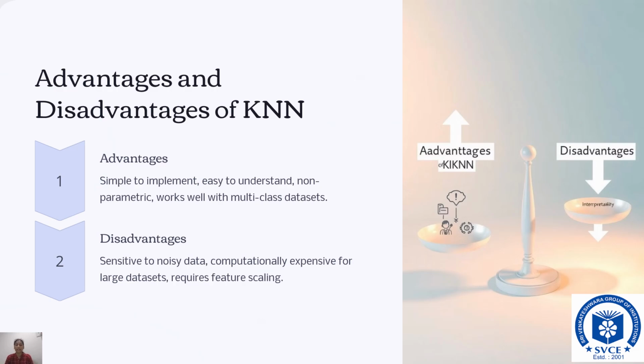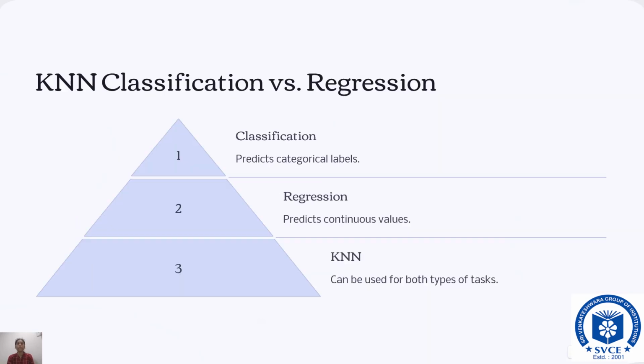The disadvantage is that it is sensitive to noisy data. That is, if our data has some noise in it, it is sensitive to that noise, and it is also expensive for large data sets. We can run the KNN algorithm on large data sets, but it is quite expensive. It also requires feature scaling. We have to remove all unwanted, unimportant features which we are not interested in and which are not required. That is called feature scaling.